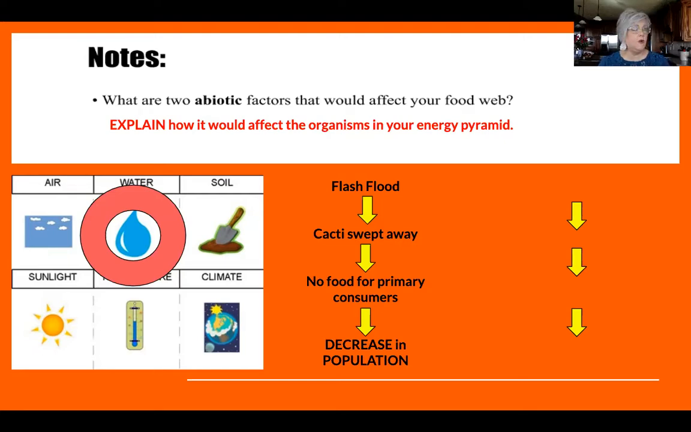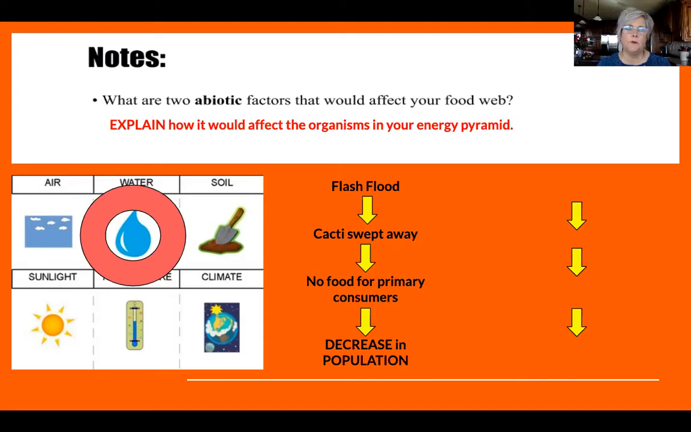And so then there would be no food for the primary consumers that rely on cacti. And so then there would be a decrease in population in those primary consumers. So in my energy pyramid, the grasshoppers ate the cactus, right? So if there was no cactus, what would happen to the grasshoppers? And if there was no grasshoppers, what would happen to the other organisms? Think about that. You don't have to go that deep. Just think, what are 2 abiotic factors that would affect your food web? How would they affect it?